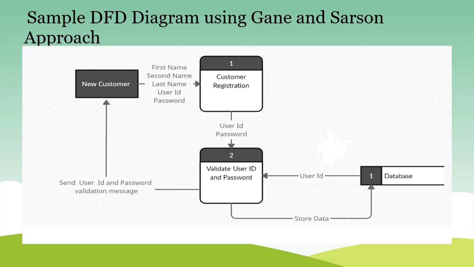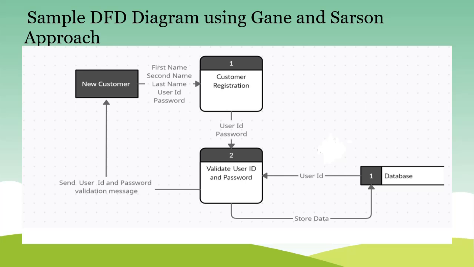Here is one sample DFD diagram using the Gane and Sarson approach. This is the DFD diagram for a new customer registration processing website. Here the entity is a new customer and the processes are number 1 and number 2 in the diagram. Customer registration is the first process and validation of user ID and password is the second process, and the database, or data storage, is shown at the rightmost side of the picture. Then the entity new customer has to give the details like first name, second name, last name, user ID and password to the customer registration process, and for the customer registration process, these are the inputs.